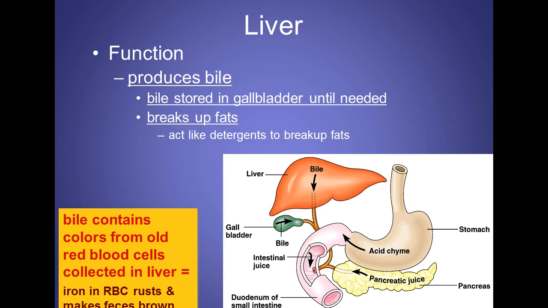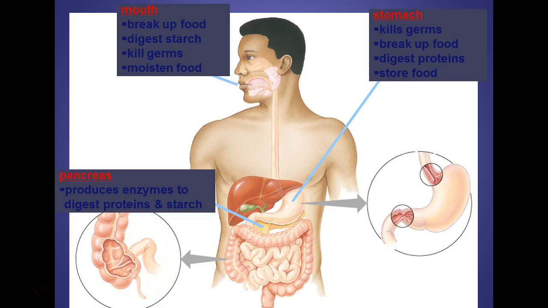Had this argument with a lot of people. It has to do with a lot of different things, but because you have iron in your blood, and we'll talk about that, it rusts in the liver, and that's what makes your poop brown.